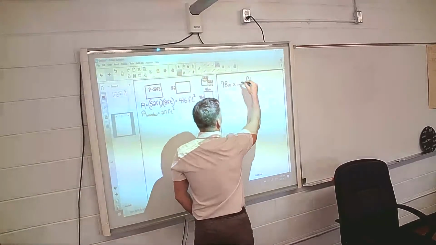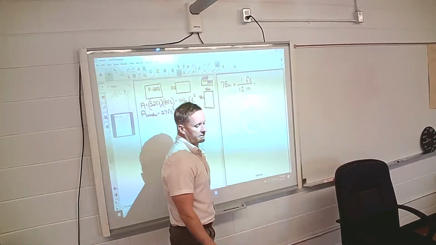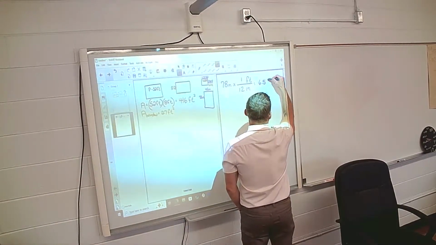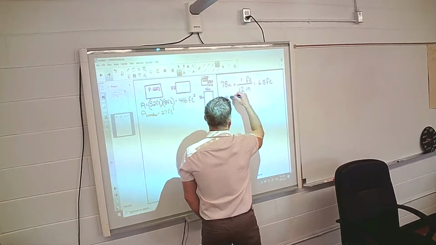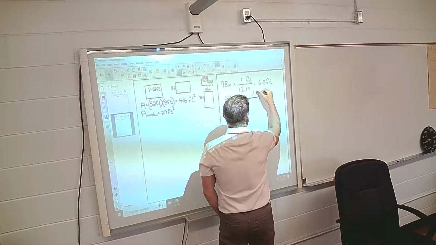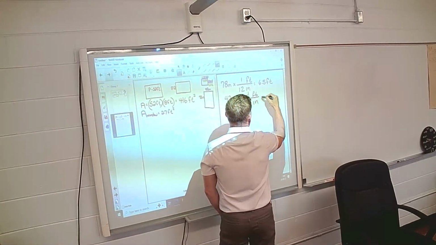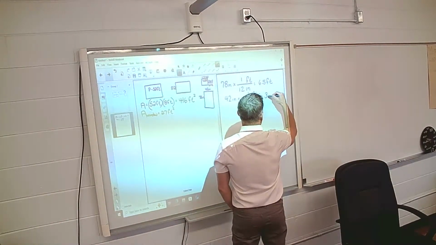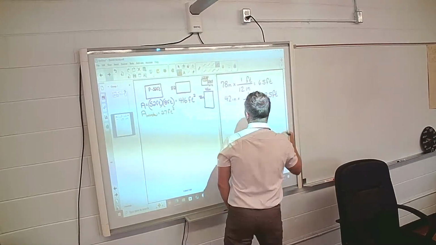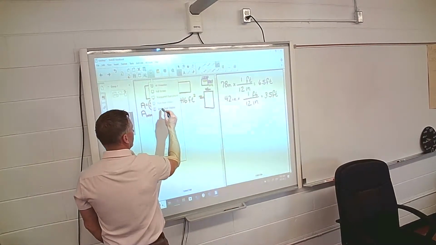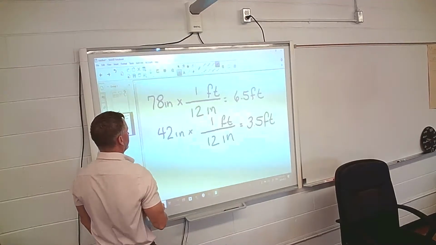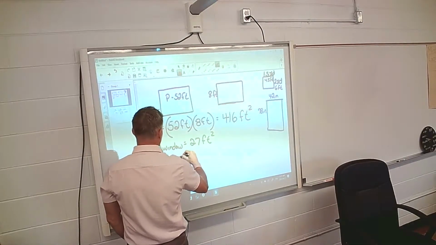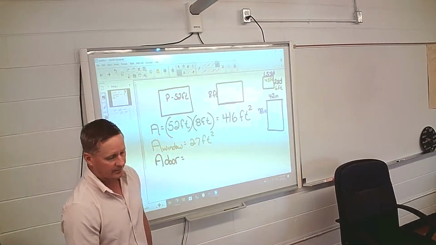changes. Okay, so I've got 1 foot to 12 inches. So what's 78 divided by 12? 6.5 feet. And then I have 42 inches. Same thing. Feet, inches, 1, 12. 42 divided by 12 is 3.5. Okay, so let's go back to here. That's 6.5 times 3.5. Let's see. Area of the door, 6.5 times 3.5.